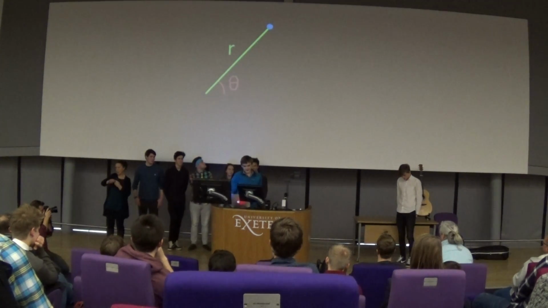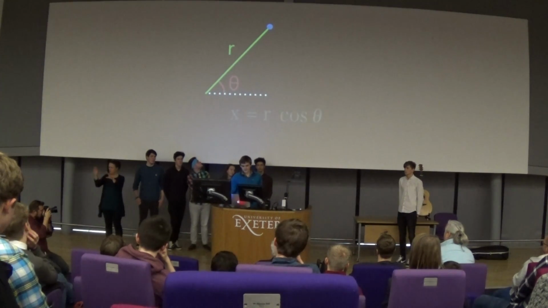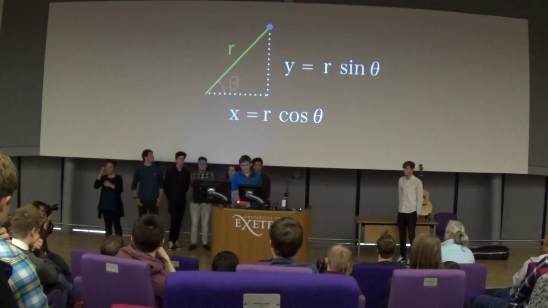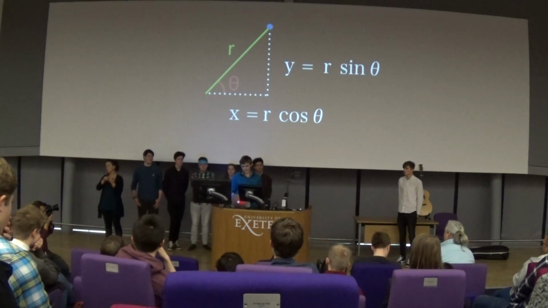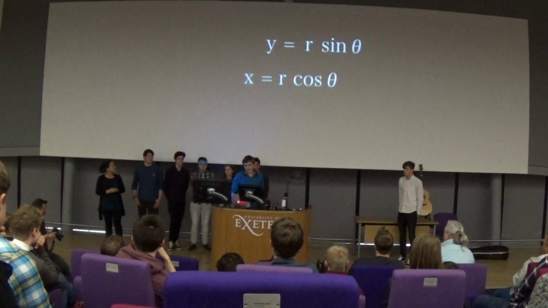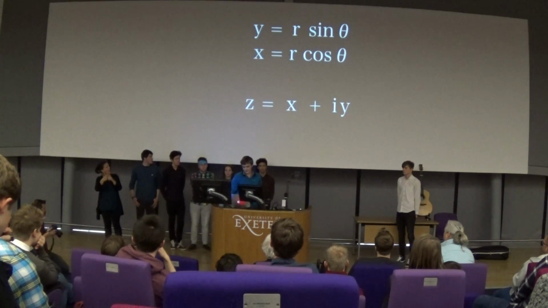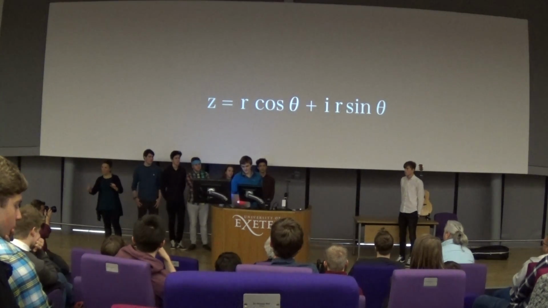If we take another look at the Argand diagram, we can use trigonometry to find the real and the imaginary components of our number. If you haven't come across trigonometry before, it's an area of maths that relates the side lengths of a triangle to its angles. Now, we can use these representations of x and y and put them into the Cartesian form to find a third form of representing our complex number, the polar form.